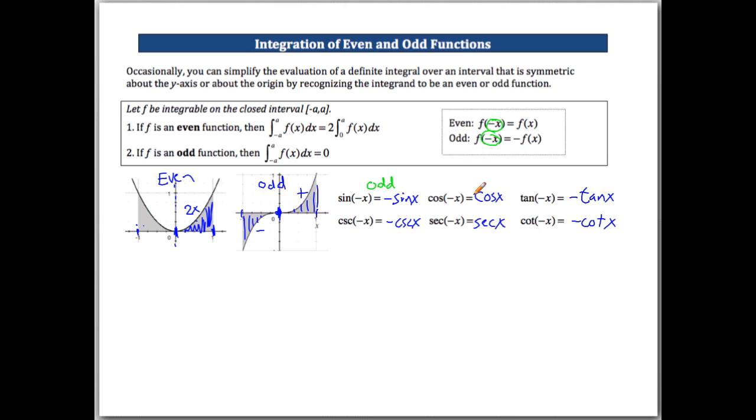Here, cosine of negative x spit out the positive cosine. So this is an even function. Okay, what do you think tangent is? Well, we plug in the negative x and we get a negative out. That's going to be odd. Cosecant, this one's also going to be odd. Secant, this one's going to be even because we plug in a negative and we get out a positive secant. And cotangent, this one is also going to be odd. So what this can do is help us determine some integrals involving our trig functions.